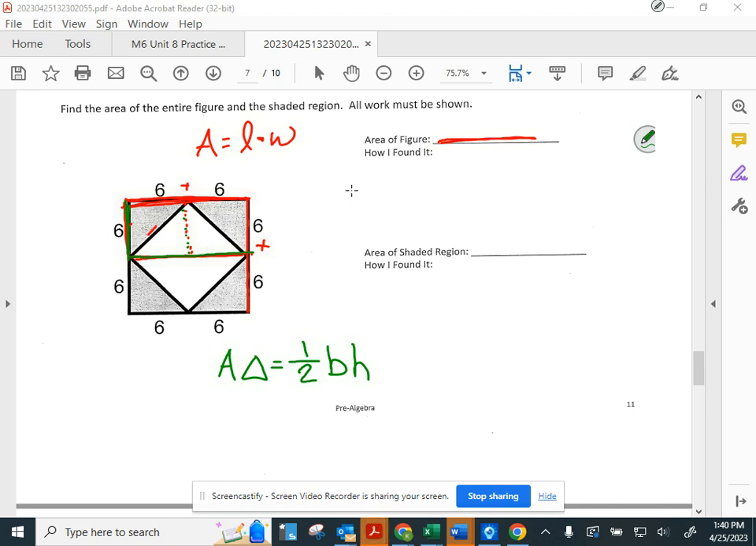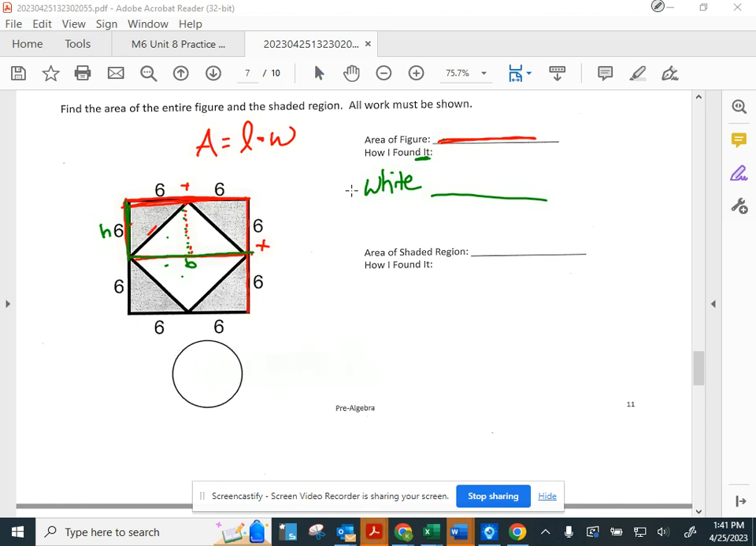So we plug in what we know for our base, we plug in what we know for our height, and that will give us half of that white shape. We need to multiply it by 2, so we get the full white square. We're going to subtract that from the full figure, and that's going to equal our shaded region. So we take the full, we subtract out the white, and we are left with the shaded. Hopefully that made sense. If you are still questioning it, ask me about it in class.